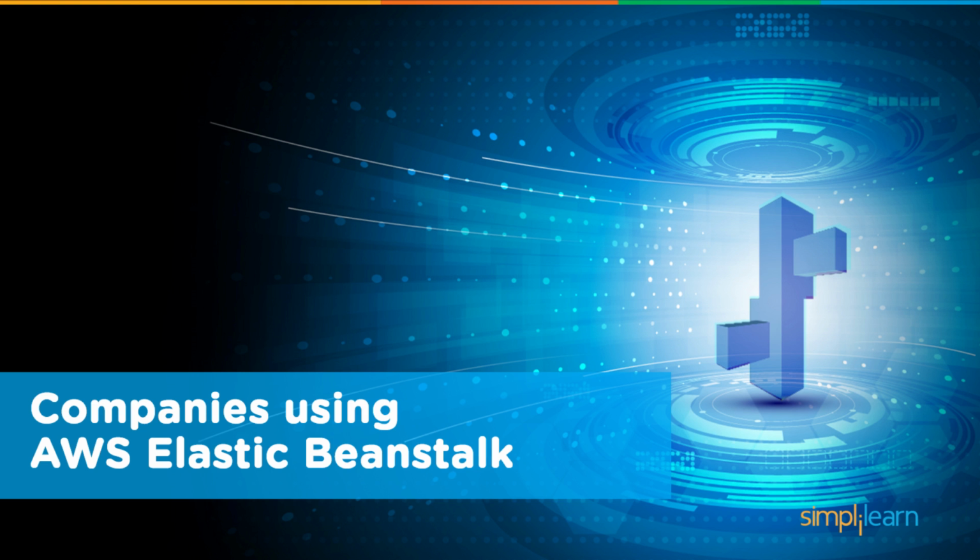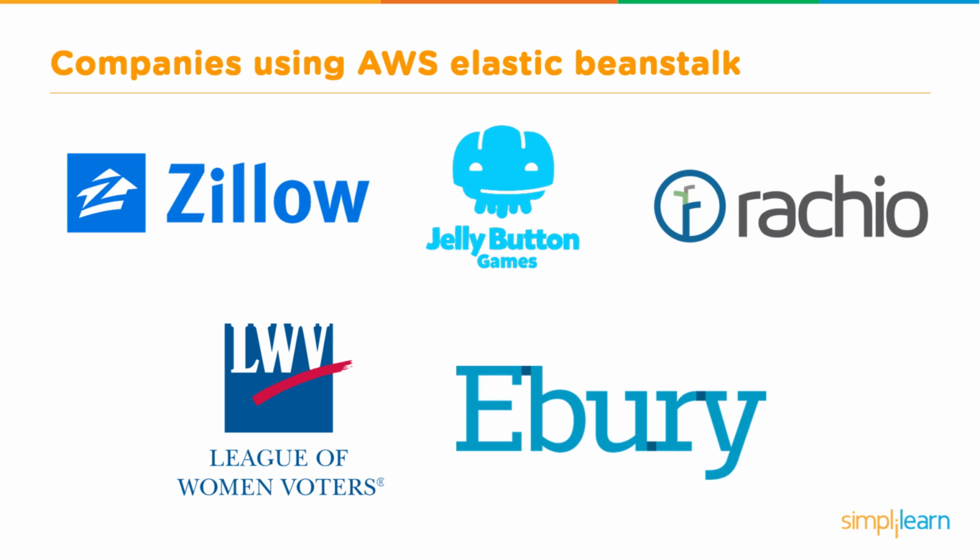Now, what are the companies that are using Elastic Beanstalk? These are a few of the companies that are primarily using it. One is Zillow, Jelly Button Games, then you have League of Women Voters, eBury. These are some of the listed companies, and obviously you can search on the AWS site and you'll find many more organizations that are using Elastic Beanstalk primarily for deploying their applications.